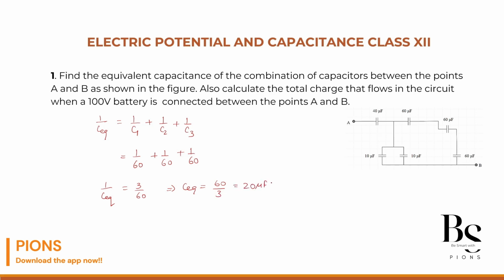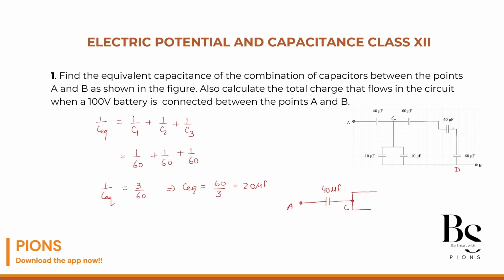So let's redraw this diagram. This is point A, and from point A our 40 microfarad is going over here. From the 40 microfarad, one wire goes like this, and let's call this point C, and this point D. So at point C there are two wires going, one I am drawing like this, and one like this. So this is our point C.